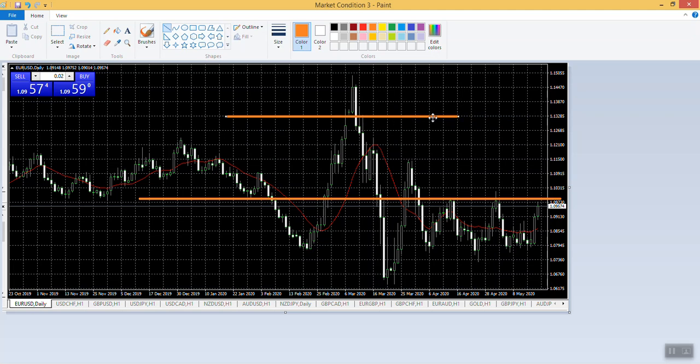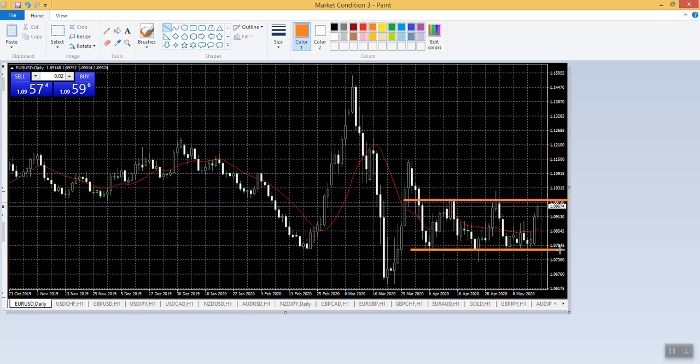So let me put it here. You can see at this point, let me write it well so that you can understand better. Let's write another one. Now this is what I want to explain. Having looked at this, I can now use this to explain to you resistance and support.